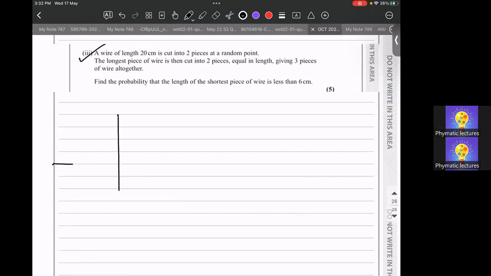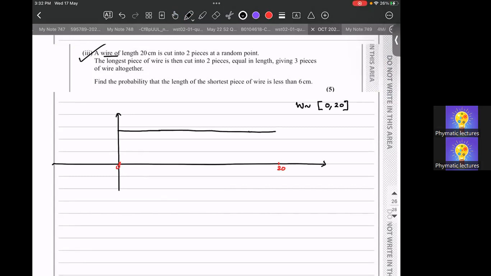If I'm drawing the distribution, I'm naming it W, and W varies from 0 to 20 because the total length is 20. So it starts from 0 and ends at 20. We know that 1 by b minus a is the height. So the distribution has a height of 1 by 20. So this is actually the variable. Now, this wire is initially cut into two pieces.